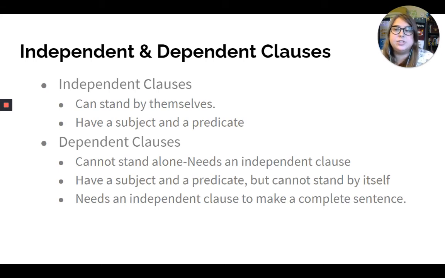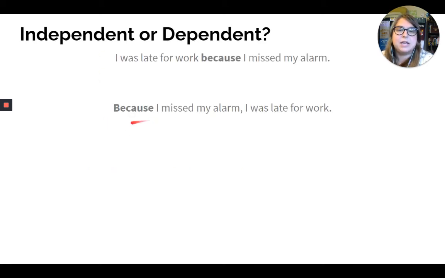So in my original "because" sentence, when I see that word "because," that's my clue that I'm dealing with a dependent clause. So when I say, "because I missed my alarm," if I just stop it there, I feel like I'm missing something. I can't just say "because I missed my alarm." It needs to be put together with the beginning part of that sentence.